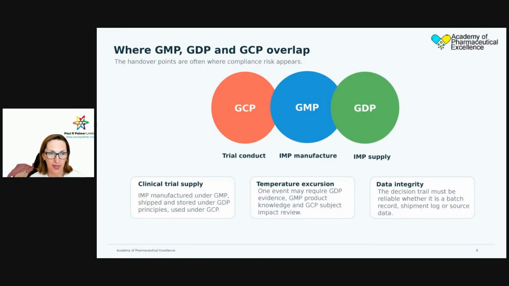And data integrity is the one point that cuts across all three Gs here. Whether we are looking at the batch record, a shipment log, or a temperature trace, source data, or an electronic audit trail, the decision trail must be reliable. And regulators don't look at just the final answer. They look at how the answer was reached.